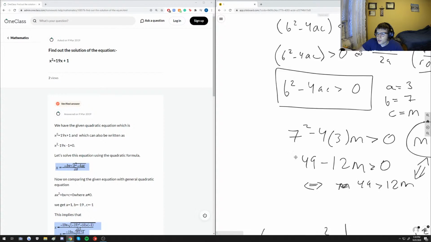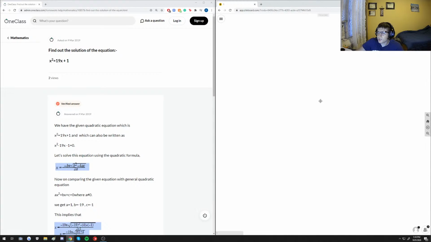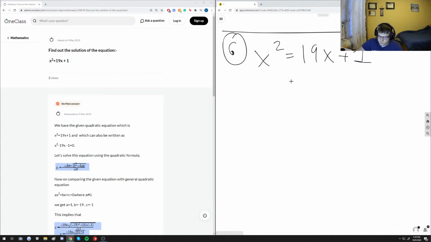Okay, just making sure I know what number I'm on, and it is number 6. So, number 6, we have to find the solution of the equation x squared is equal to 19x plus 1. How we find this solution is, first we want to set it equal to 0, because that's the same thing as solving for the roots of a quadratic equation. So we're going to subtract the 19x and the 1 on the other side, so x squared minus 19x minus 1 is equal to 0.